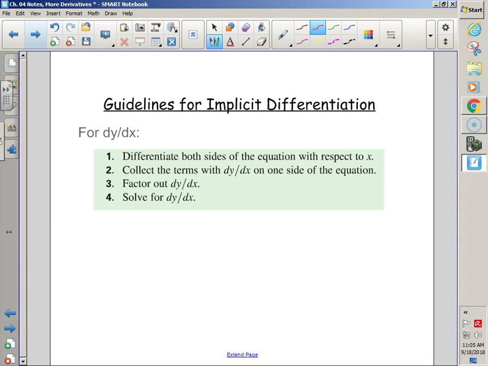So if you want guidelines, and if you don't want them, still review them. How do we do implicit differentiation? To find dy dx, we need to eventually get dy dx by itself. But if y is not by itself, how are we going to get dy dx by itself? Take the derivative of everything that you have, both sides of the equation, collect all the dy dx's on one side, factor it out, and solve for dy dx.